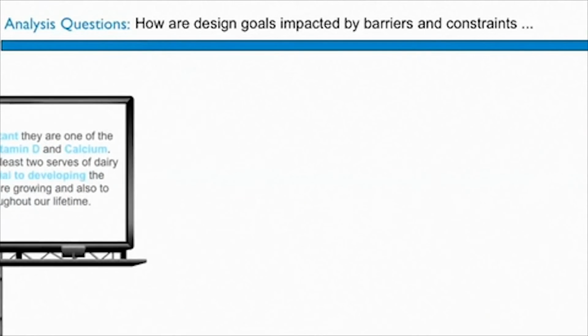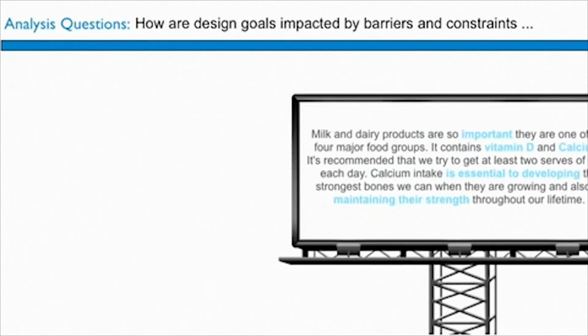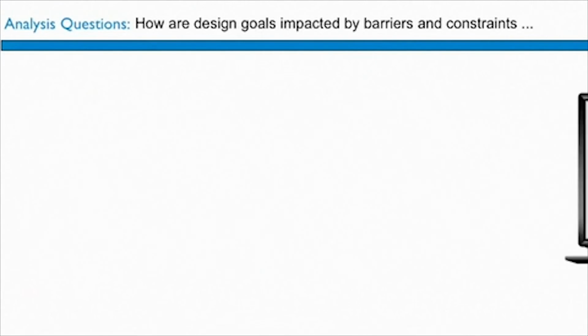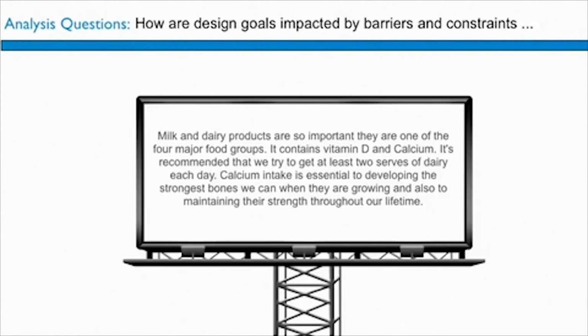So here we go. Here's our board, and we can see important, vitamin D, calcium, essential, developing, maintaining. So we didn't get to see everything, but there are a few words that jumped out there as we were going along. So that's a little bit better. But what you can see is by changing the typography and the color, I've made the content of my message a little bit more accessible. However, it's still difficult to read because there's too much text.